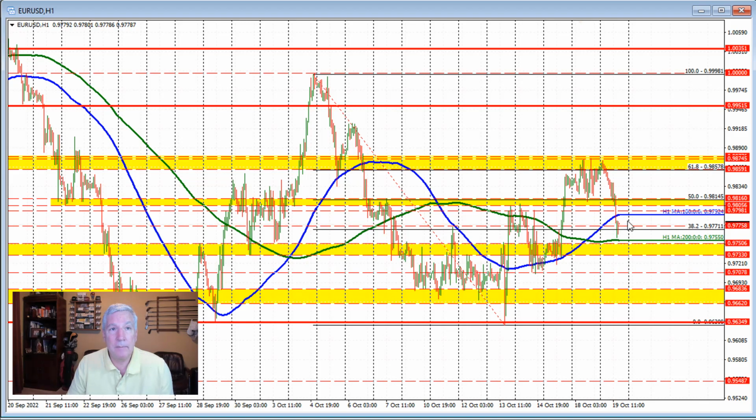So there's a battle going on between the 100 and the 200-hour moving average, and that's going to be resolved at some point with either a move back to the upside that gets above the 50% retracement, 61.8 in the other upper region right here, or we move below and we start to move toward these targets on the downside, which include the low end of this swing area at 0.9733, the 0.97078 level.